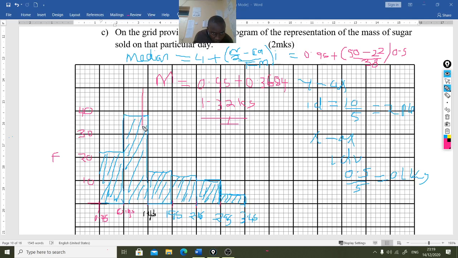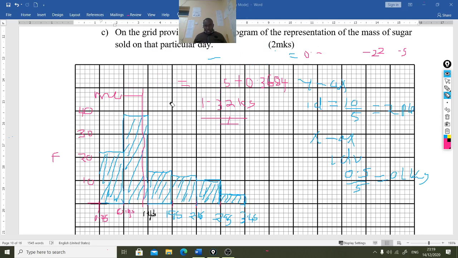You draw a vertical line using a straight line. Then you call this the median. That's the median mark. You draw that straight line and show it at the median mark. So that is part D of question number 20. So we are done with this question, and that is how you answer it.